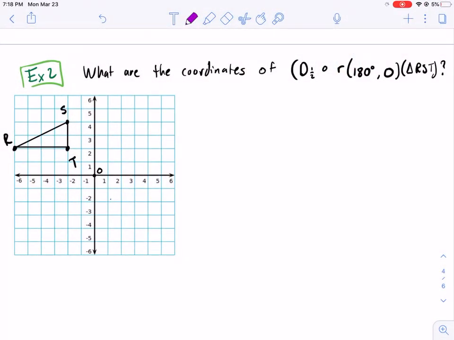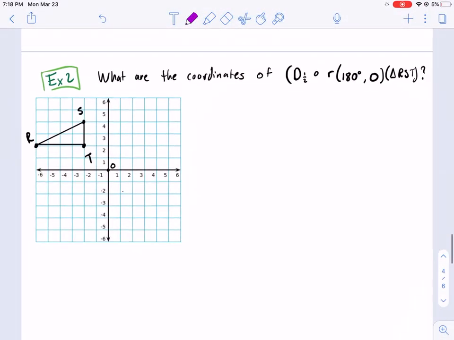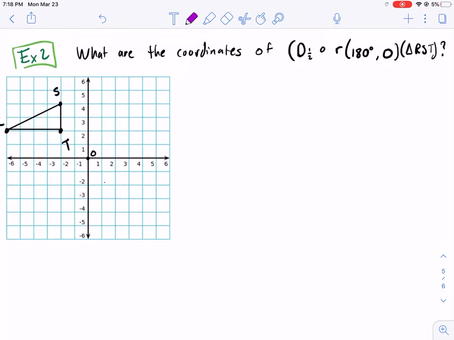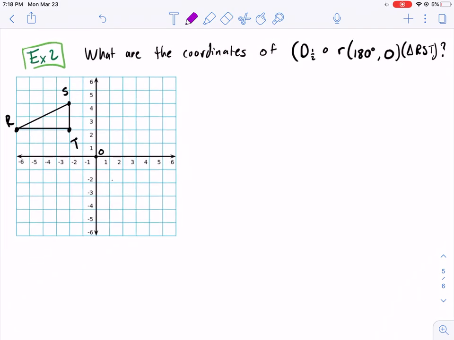Okay, living dangerously for this last video on chapter 9. This is one we're going to go over example 2. This is a great review on how to do all the different various transformations. Well, not all of them, but 2 of the tougher ones, transformations in regard to composition. So example 2 says, what are the coordinates of D 1/2 composite R 180, 0 RST?